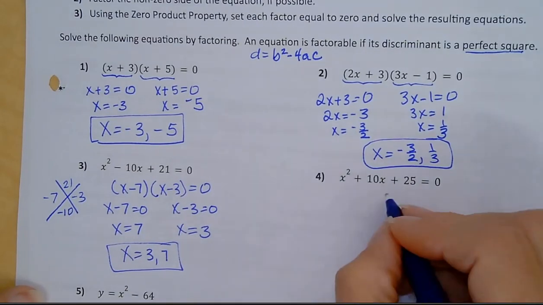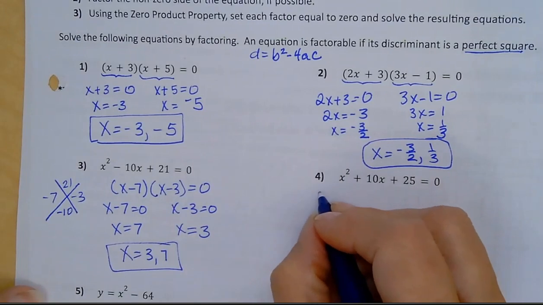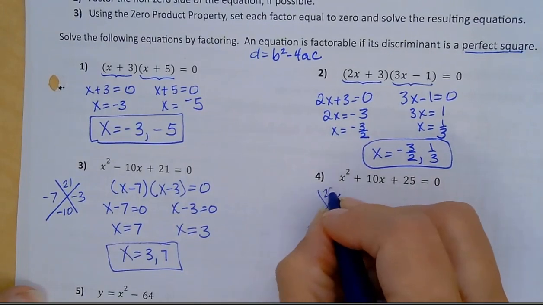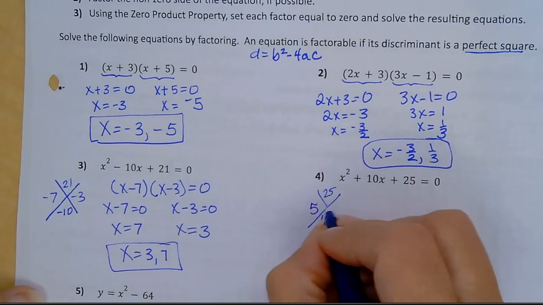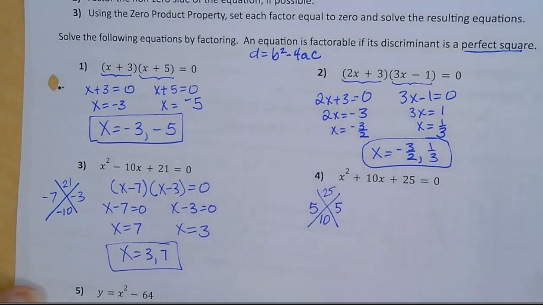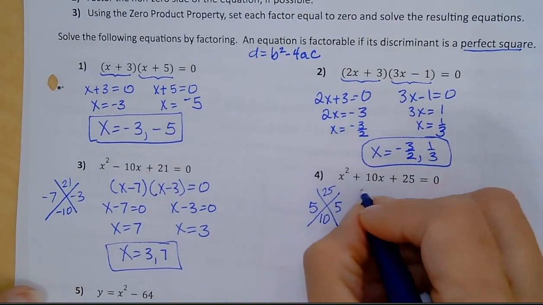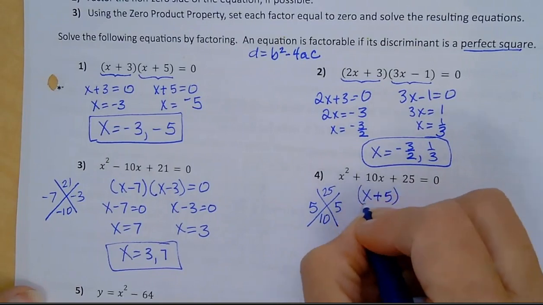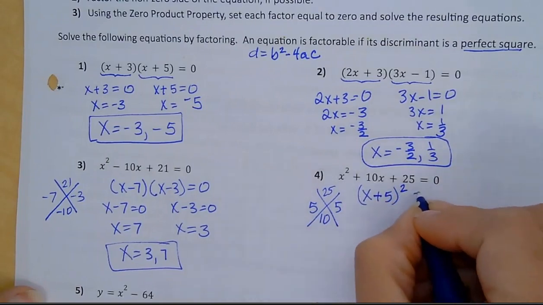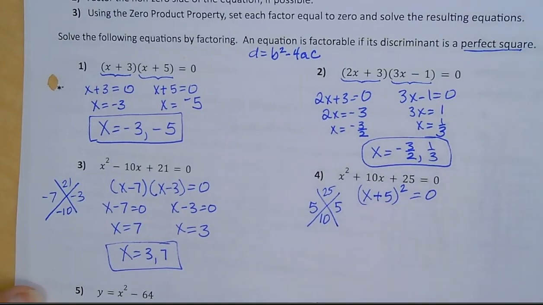All right. x squared plus 10x plus 25 all equals 0. So I need two numbers that multiply to give me 25 but add to give me 10. And so 5 times 5 is 25, and 5 plus 5 is 10. I think that's pretty good. So what I'm going to do is factor. This is x plus 5 squared, right? Equals 0. There's only one binomial to even consider.